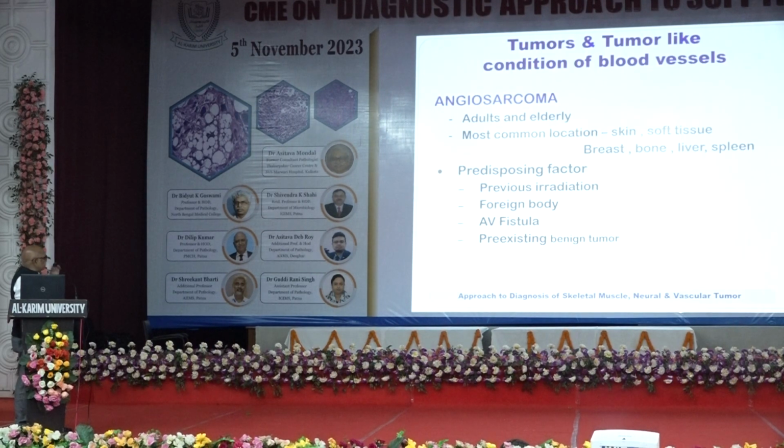Now this is the last one of this series of skeletal muscle, peripheral nerve, and vascular tumors, angiosarcoma. It occurs in adults and the elderly, and the most common locations are skin, soft tissue, breast, bone, liver and spleen. Yes, I have reported 2 or 3 cases of breast angiosarcoma. It was difficult to report because I had to re-gross 2 or 3 times. All the time I did grossing, 4 or 5 sections, it always gave hemorrhage, necrosis.